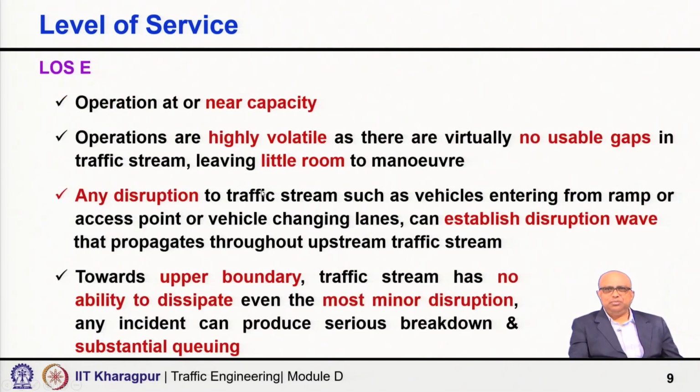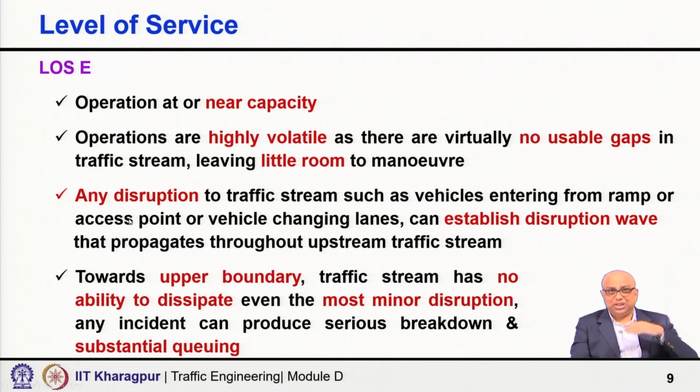Level of service E, operation now at or near capacity, that is the range, approaching capacity or even up to capacity. Operations are highly volatile at this stage, as there are virtually no usable gaps in the traffic stream, leaving little room to maneuver. Traffic starts to follow each other. Platoon kinds of movements are more.